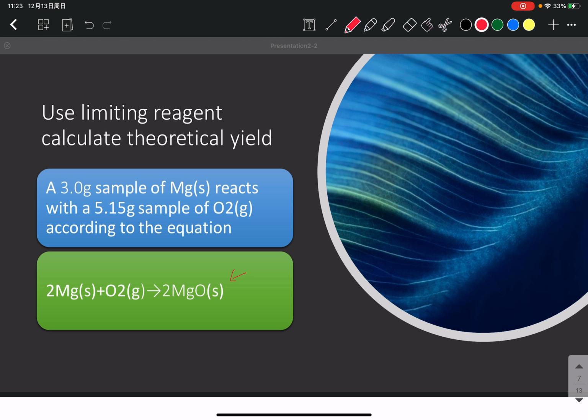To solve this problem, we first need to determine which reactant, magnesium or oxygen, is limiting. We can do so by converting both reactant masses to moles and then using one or more mole ratios from the balanced equation to identify the limiting reagent. From here, we can use the amount of limiting reactant to calculate the theoretical yield of magnesium oxide.